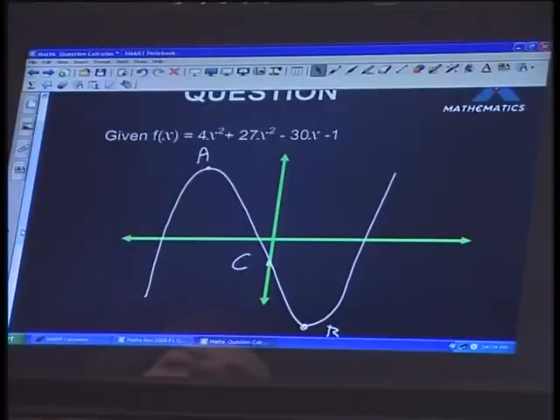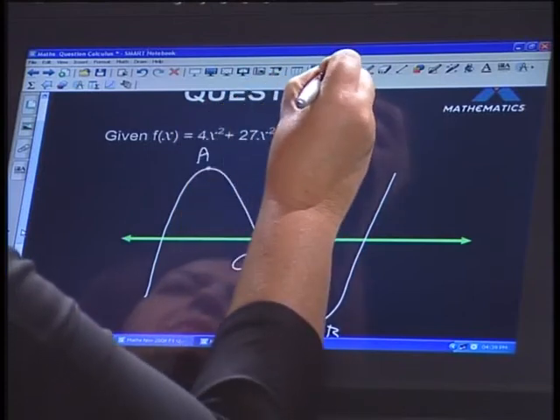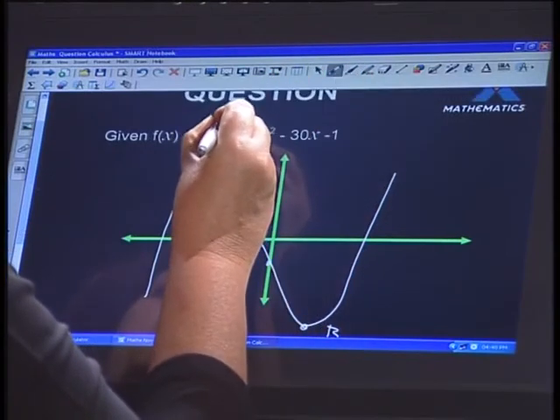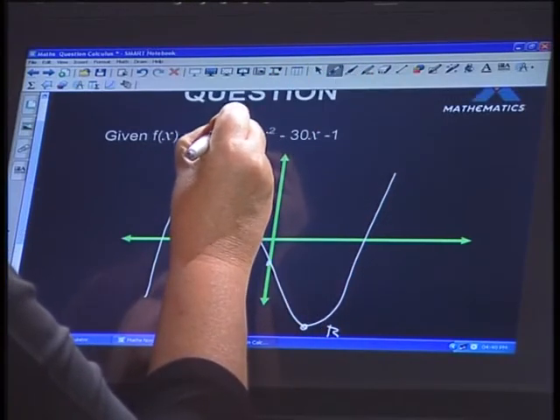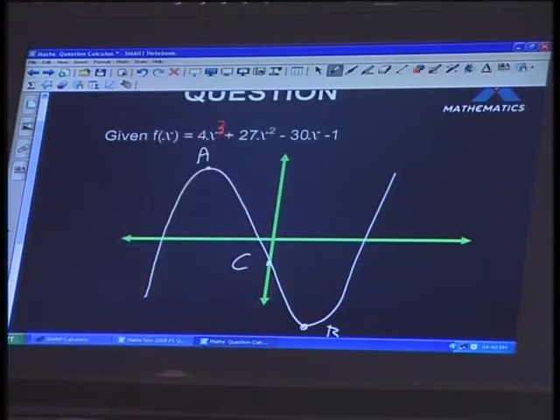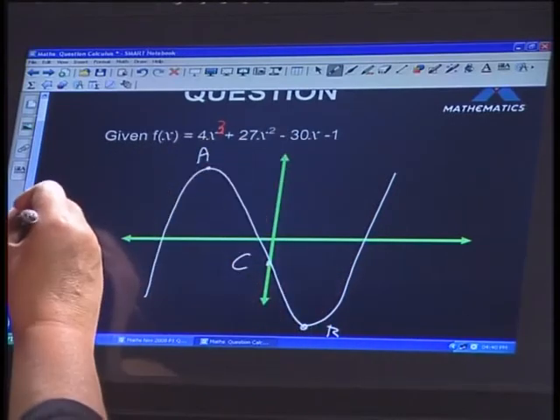I just hope this is something that seems to have come up on Facebook, so obviously it's a good question to be asking at this stage. It says, given that f of x is 4x squared plus, I think that might be a cubed, am I right? Because if it's a cubic, it must be a cube, okay? Plus 27x squared minus 30x minus 1. And they give you the curve, and they start asking you questions.